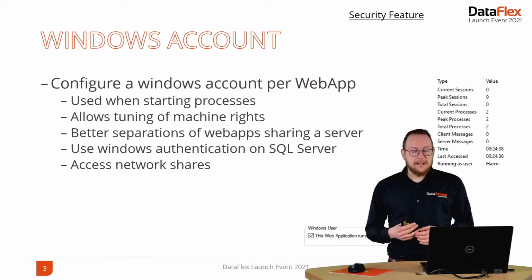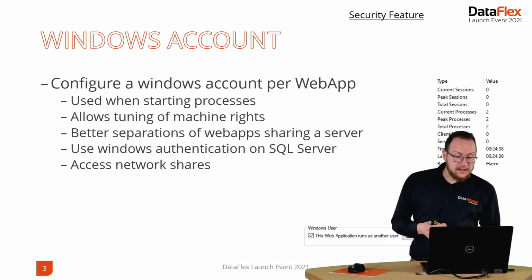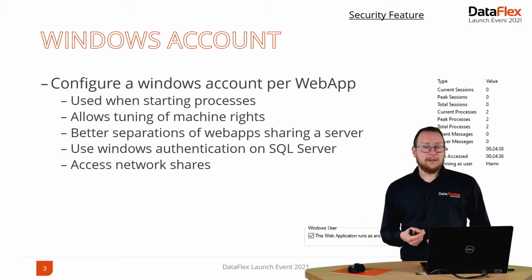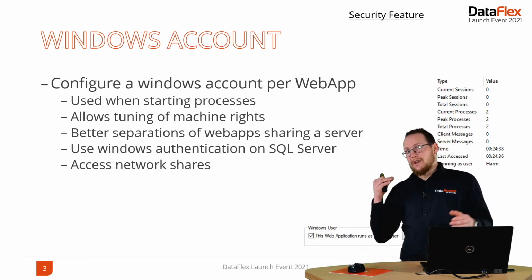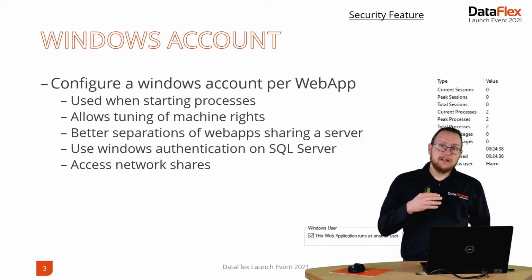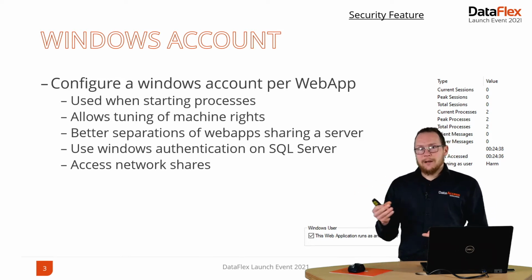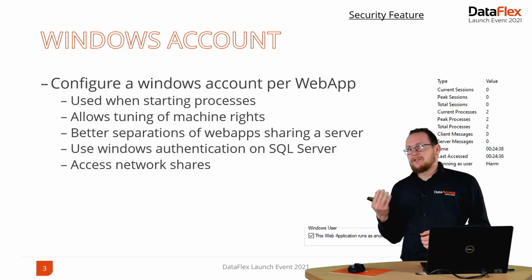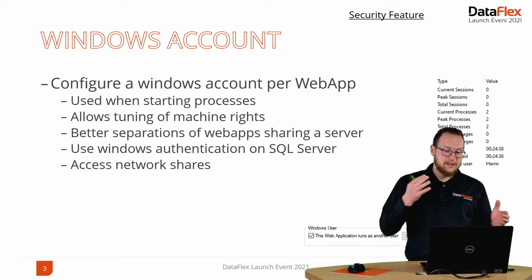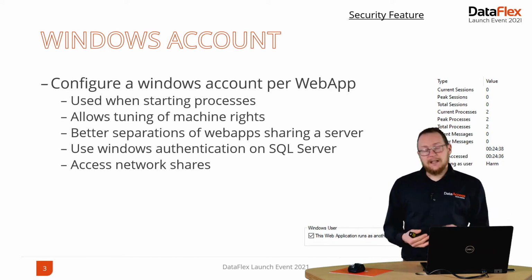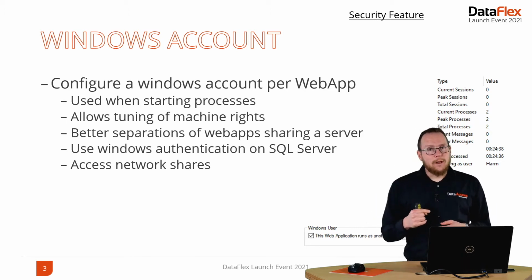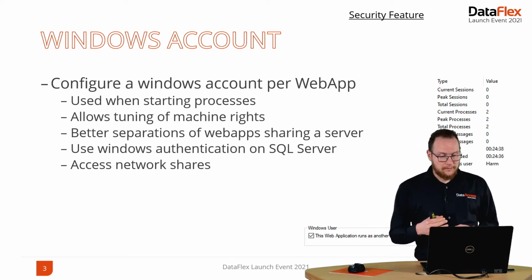The first feature that I'd like to discuss that we added is the option to select a specific Windows account for your web app in WebApp Server. So basically you can set up a Windows account and then configure a web app to run under that specific account. This allows you to fine-tune the rights that web app has on your machine, because it will only have the rights of that specific user. And it basically provides better separation when you have multiple web apps that are running on the same server.